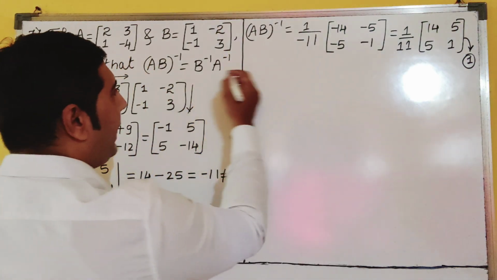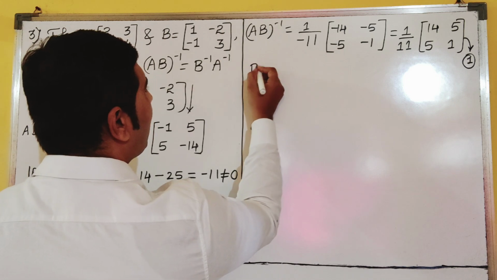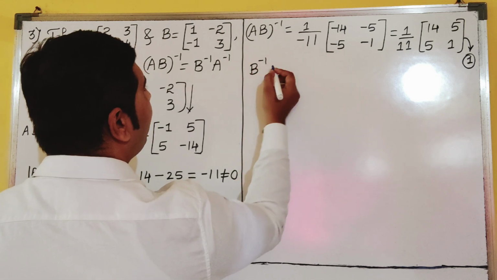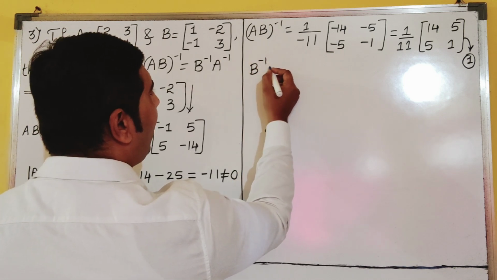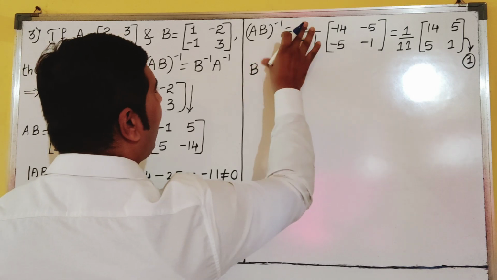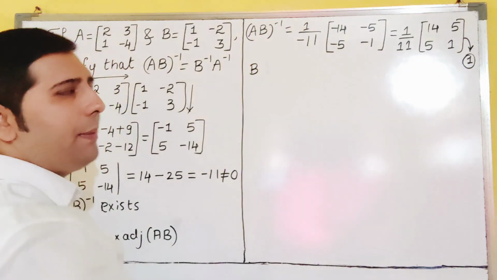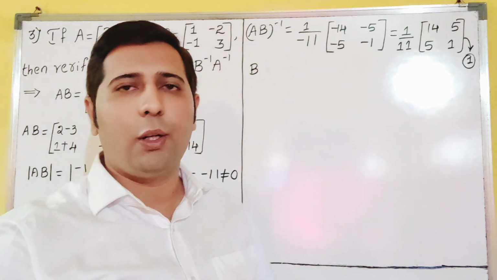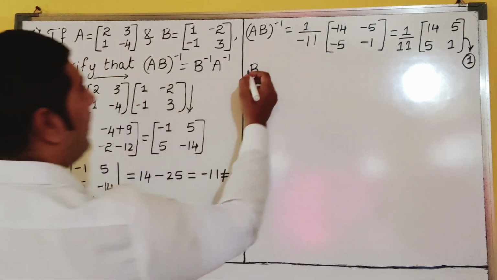Fine. So now how to find B inverse? See here. First we will find B inverse only. B inverse I have to find now. So to find B inverse, determinant of B must be what? Not equal to 0 or none? So let us find determinant B.